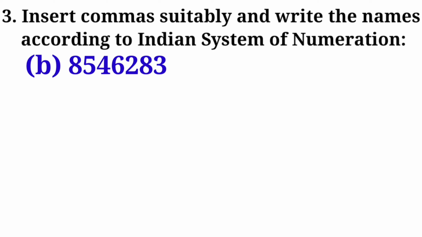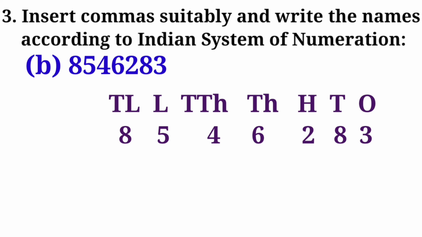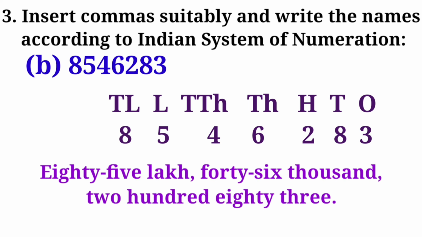Again you have to form a place value table according to the Indian system of numeration. So 3 will come in ones place, 8 in tens place, 2 in hundred place, 6 in thousand place, 4 in 10,000 place, 5 in lakh place, and 8 in 10 lakh place. So the number is 85 lakh 46,283. So this is your answer. So now putting the commas, the first comma will come before 3 digits, then the second comma will come before 2 digits from this comma.